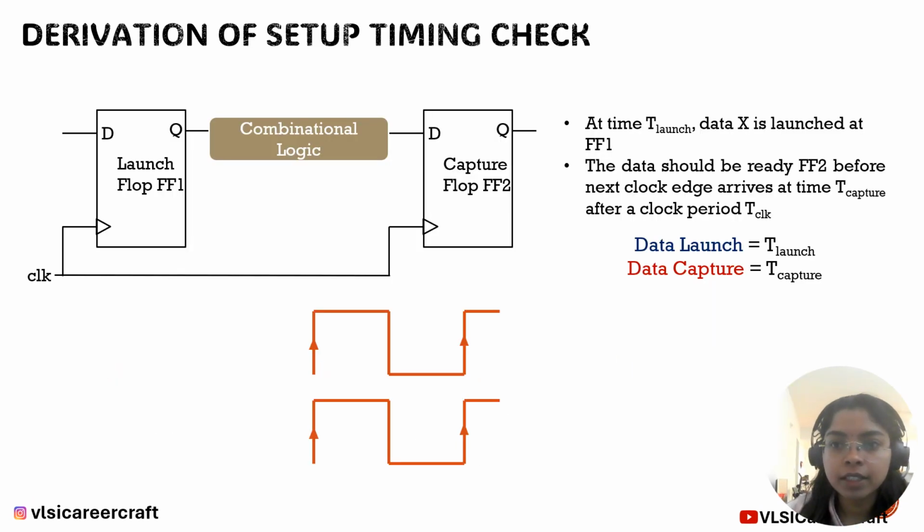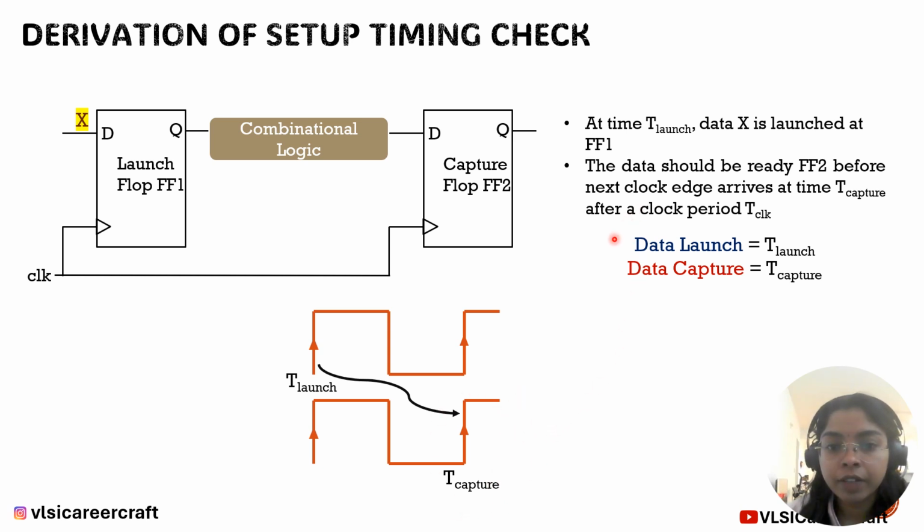So first, let's start with the derivation of setup timing check. And here we have a synchronous design. We have launch flop, capture flop, and the combinational logic in between. So the expectation is like this. We have a data X, which needs to be launched at time T launch, and it needs to be captured at flip-flop 2 at time T capture. So it needs to be launched at this edge, and it needs to be captured at this edge.